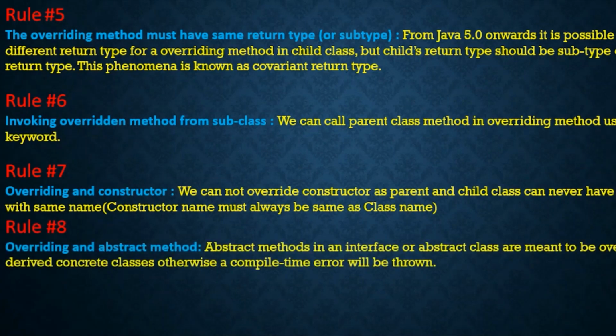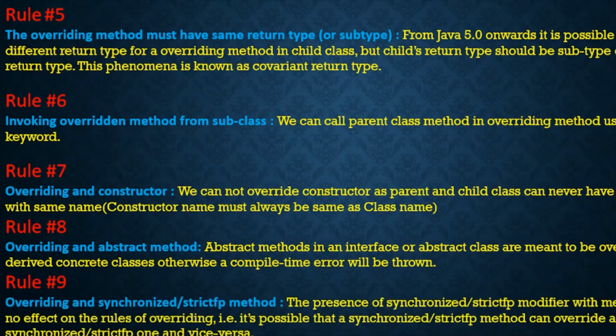Rule 8, overriding an abstract method. An abstract method is written in an abstract class or in an interface. That means we are bound to provide the implementation of the abstract method in the subclass. If we are not providing it, then the subclass also needs to be written as an abstract class. Fine. Then rule 9, overriding and synchronized or strictfp method.